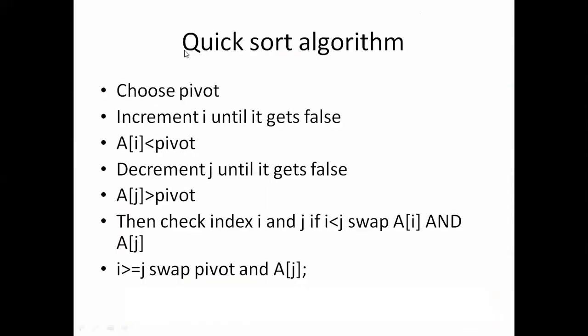Just you concentrate on these steps and increment I until it gets false. Means I less than pivot, you just increment. When I is greater than pivot, stop. Decrement j while j greater than pivot, decrement j by 1. If it gets false, stop. Then check the indexes of I and j. If I less than j, swap a of i and a of j. Condition false, swap pivot and a of j.